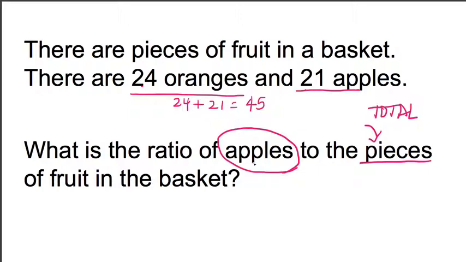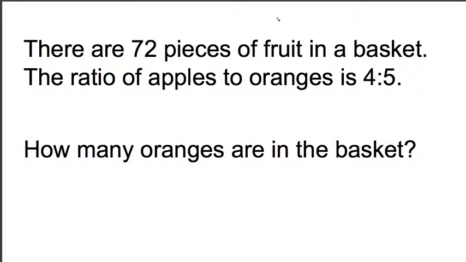45. So now the ratio of apples to the total number of pieces would be 21 is to 45, because there are 21 apples and 45 pieces of fruit in the basket. Now, the greatest common factor is 3, so this becomes 7 is to 15. Let's look at the next slide. It's getting trickier and trickier.